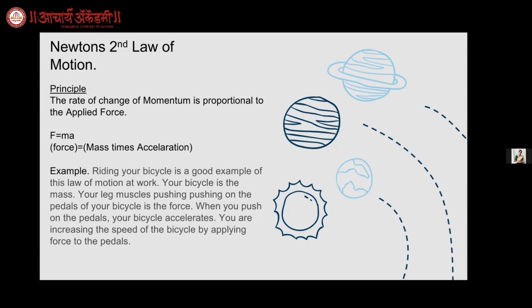An example: riding your bicycle is a good example of Newton's second law of motion. When you ride a bicycle, your mass plus the bicycle's mass is there. Your legs are pushing the pedals with force. So when you push the pedals with your legs, a force is applied on them. And when you push on the pedals, your bicycle accelerates. Simply, your bicycle accelerates and then its speed increases, where Newton's second law of motion acts.